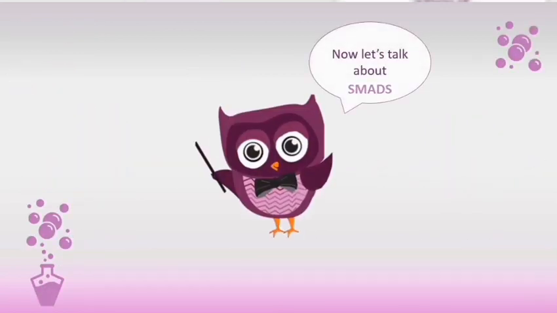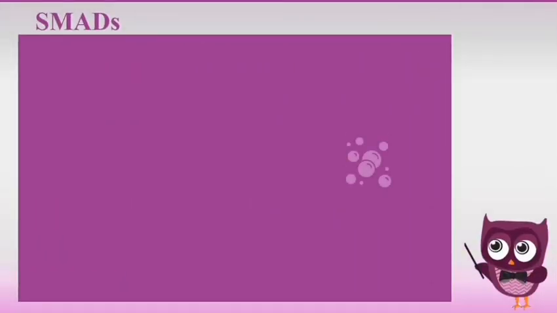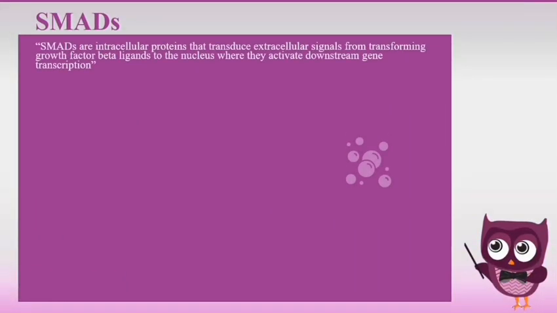Now let's talk about SMADs. SMADs are intracellular proteins that transduce extracellular signals from TGF-beta pathway ligands to the nucleus, where they activate downstream gene transcription. They are between 400 and 500 amino acids long.